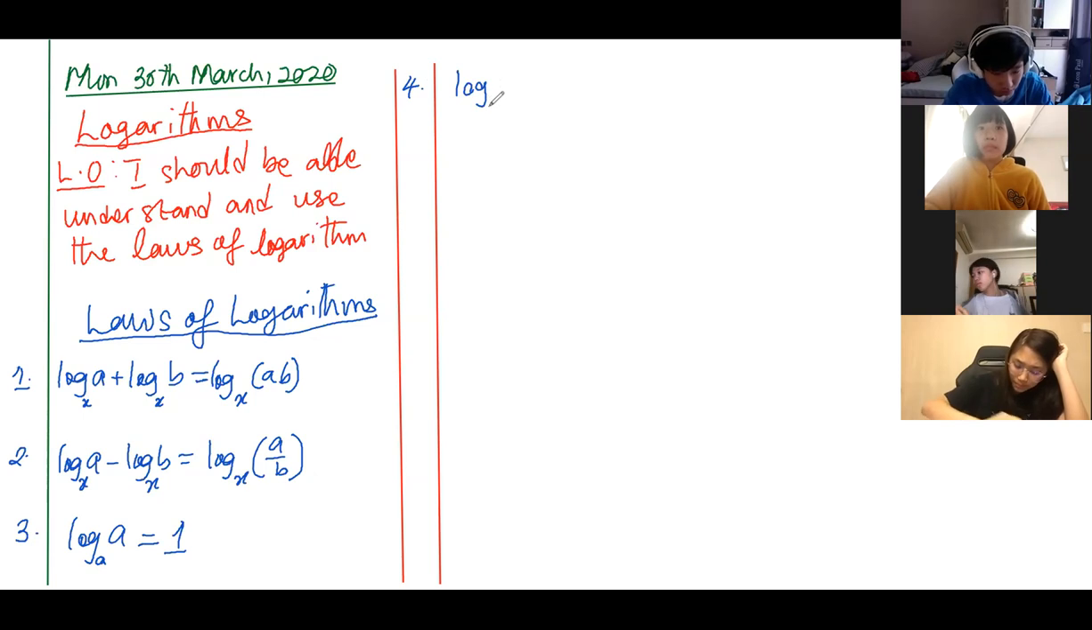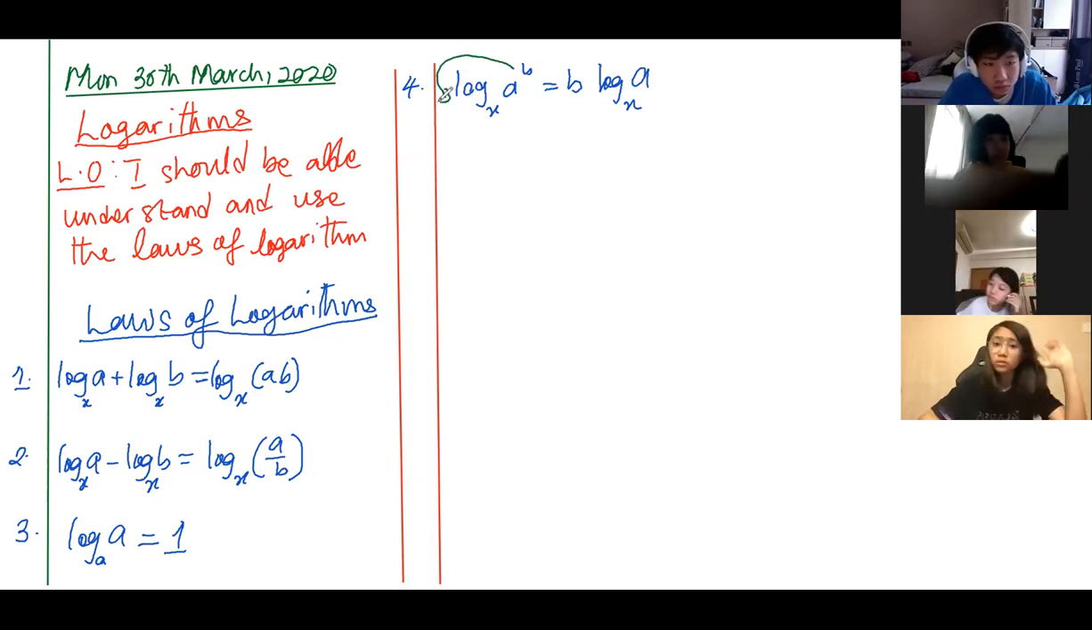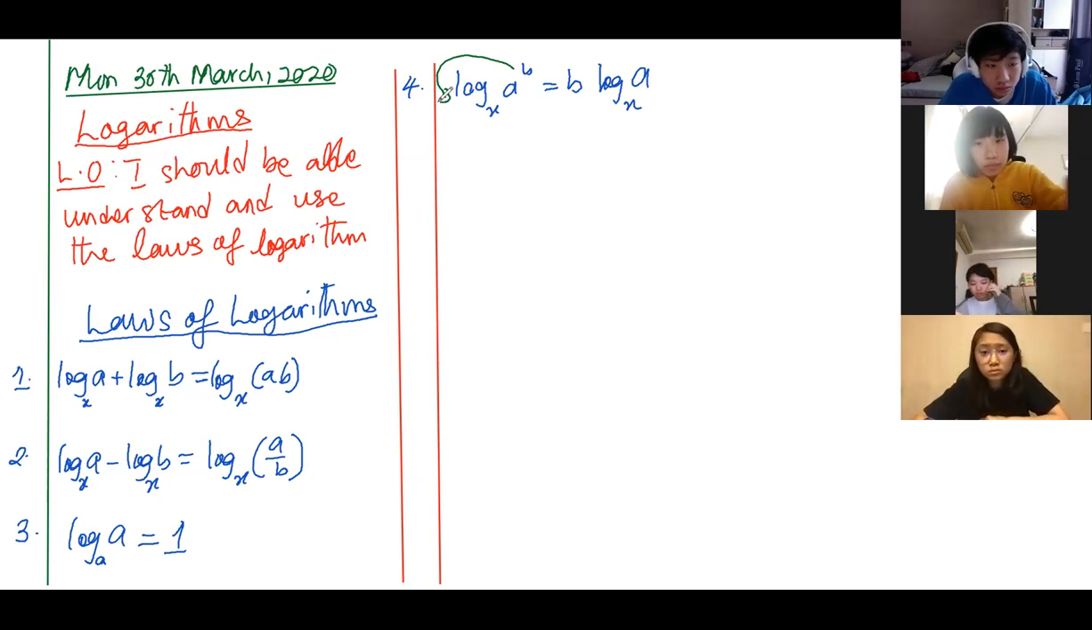Log of A to the power B to base X, from your investigation, is B multiplying log. So I'm going to remove the time so it doesn't look like X to some of you. So that is B log A base X. I hope everybody understands this. So it's basically looking like this: the power comes to the back when you're in the process of simplification, and multiplies the entire term.